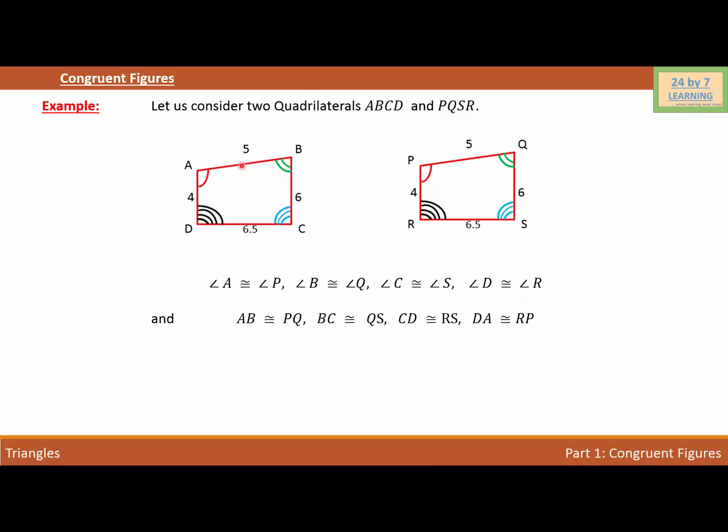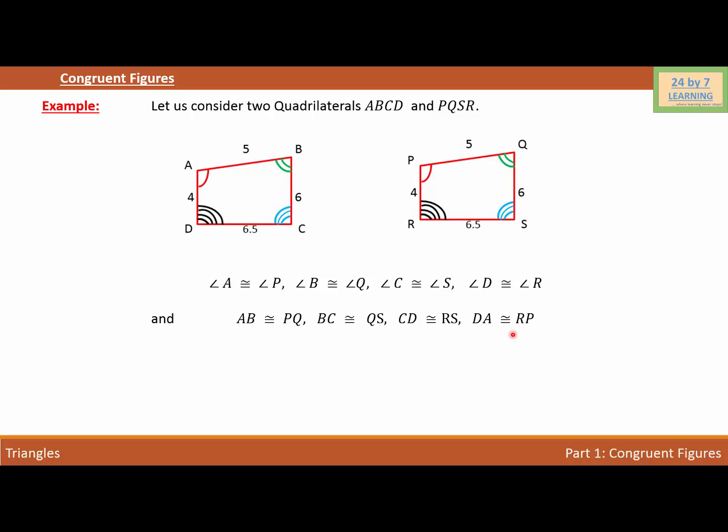And corresponding sides are also congruent, so we can write AB is congruent to PQ, over here. BC is congruent to QS, over here. CD is congruent to SR, over here, or RS. And DA is congruent to RP, which is over here.